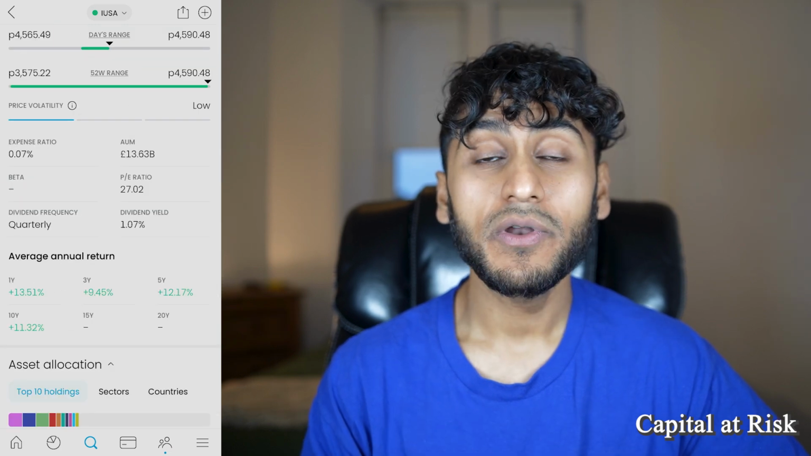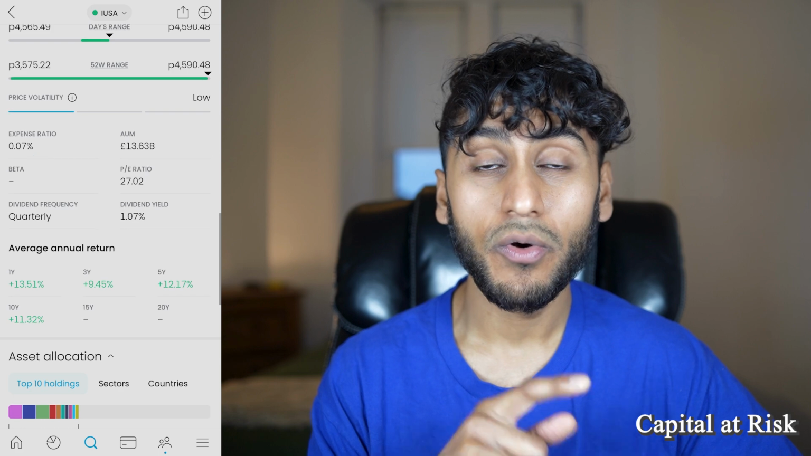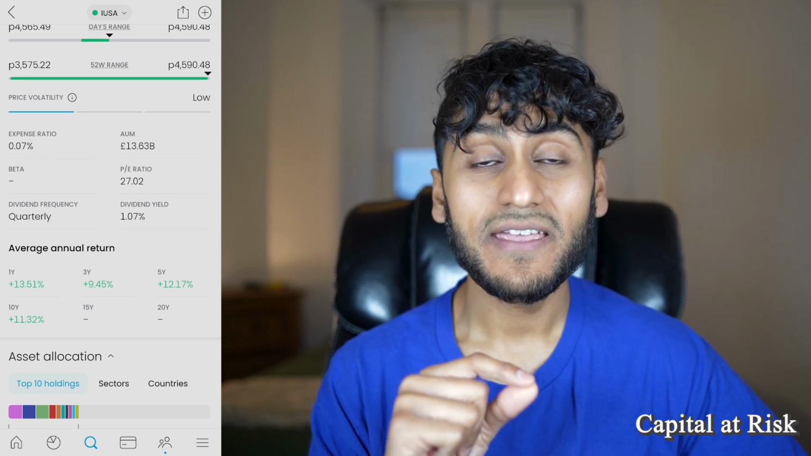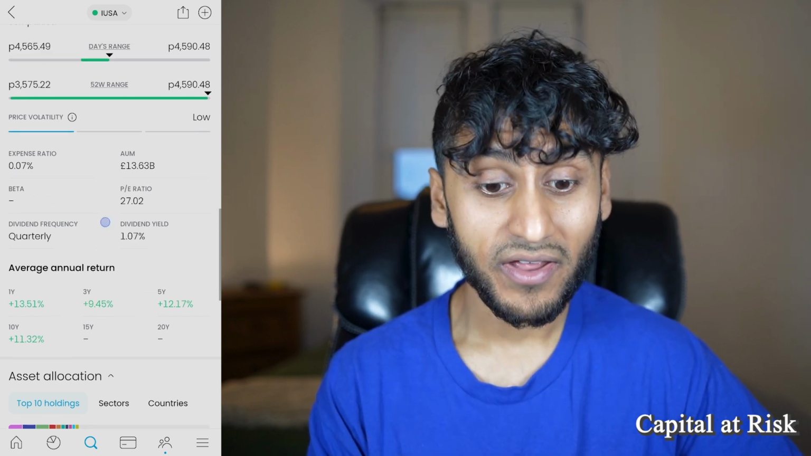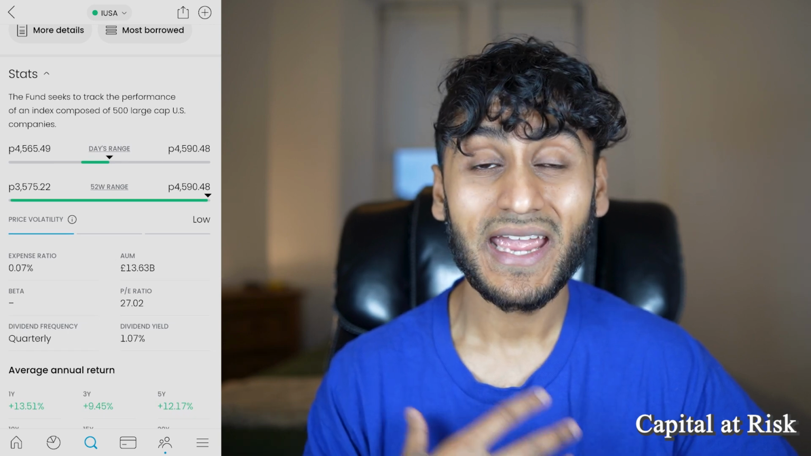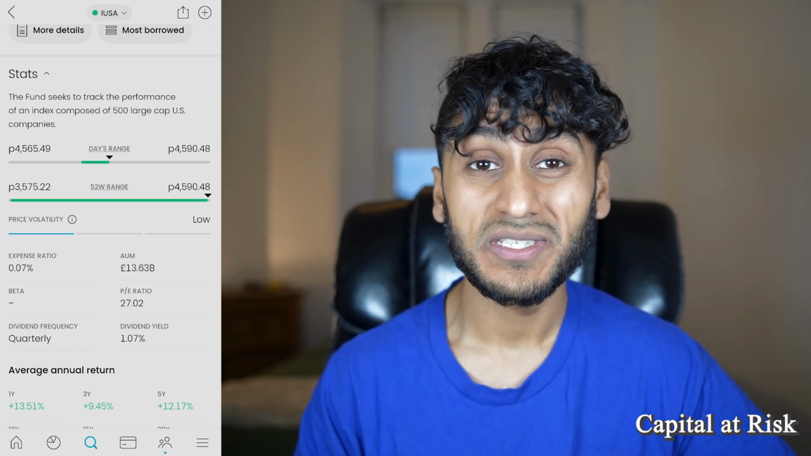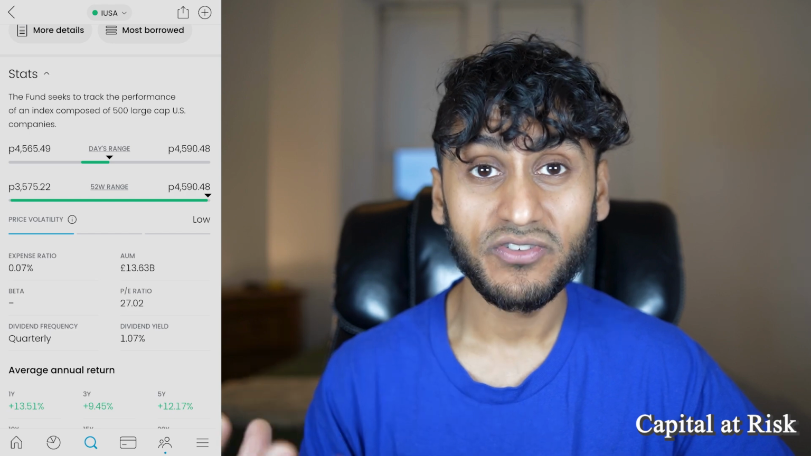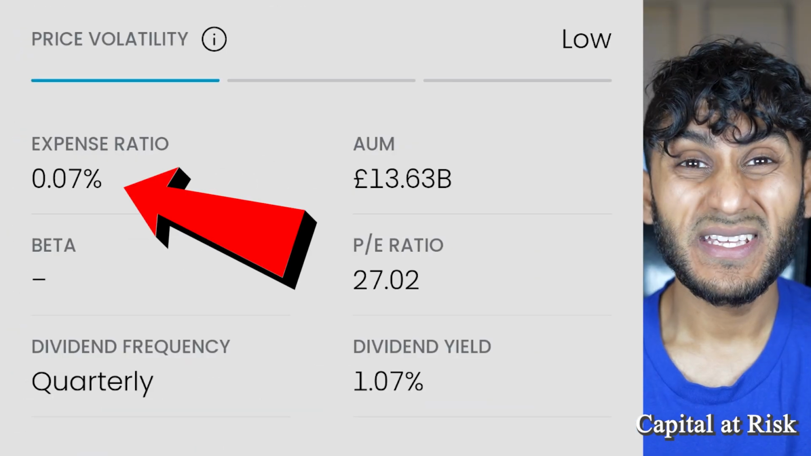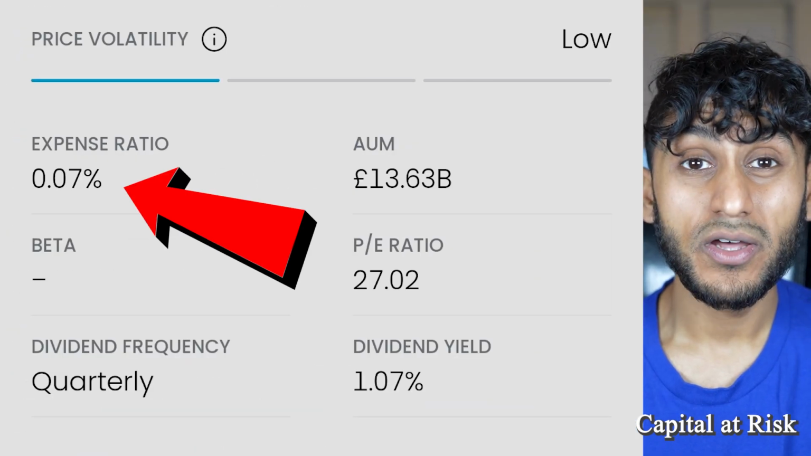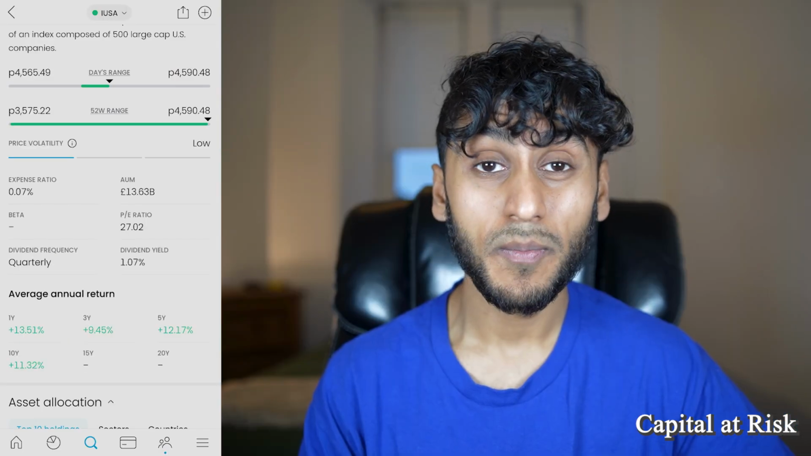So as you can see, one of the most important bits about any ETF is the expense ratio, or the ongoing fee. And this is a fee that allows the creator, iShares or Vanguard, to actually carry out the fund, because of course it costs money to maintain all that infrastructure. And 0.07% is actually pretty low. It's very hard to actually beat that in the UK, so it's not a big deal here.